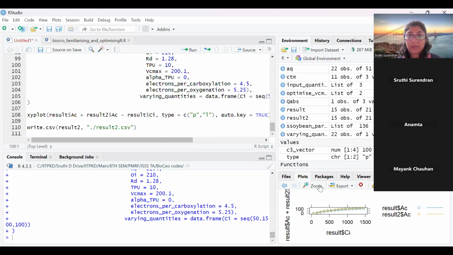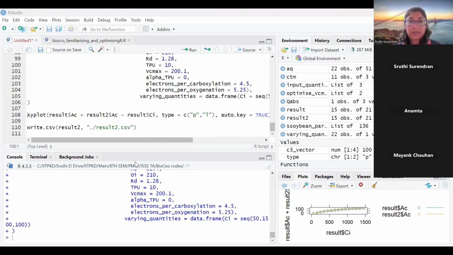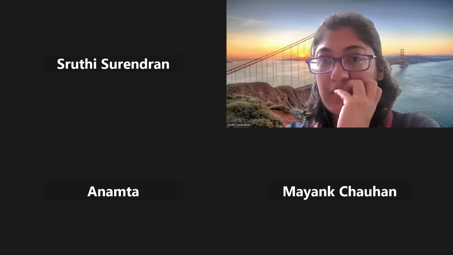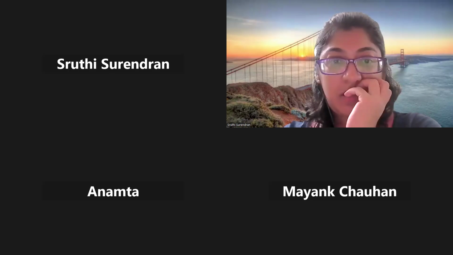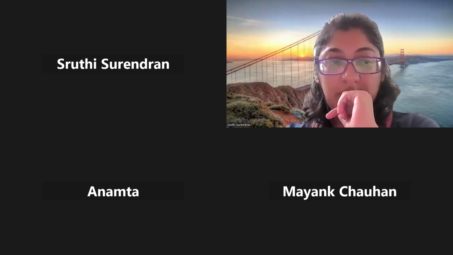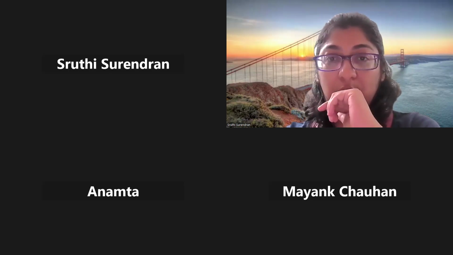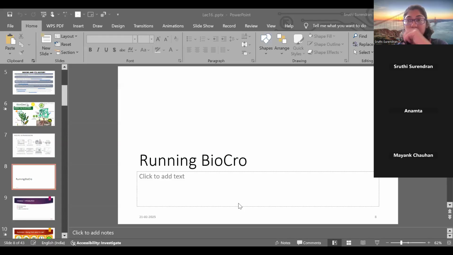So you see, this is how the curve will be when you plot it. So that was about running optimization in BioCro. I think that will wind up the BioCro portion.